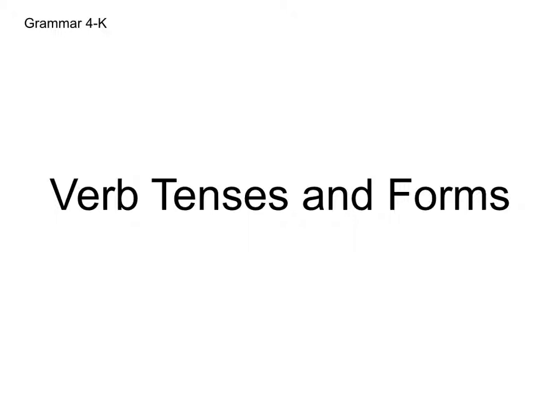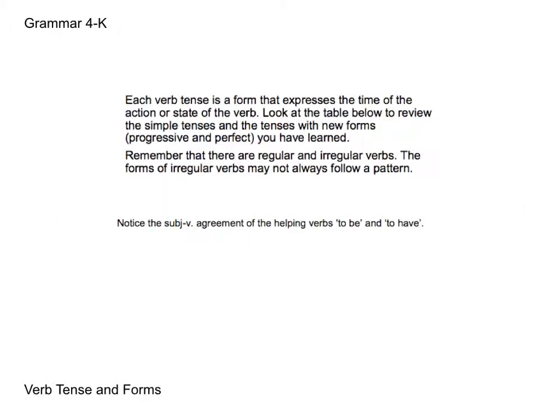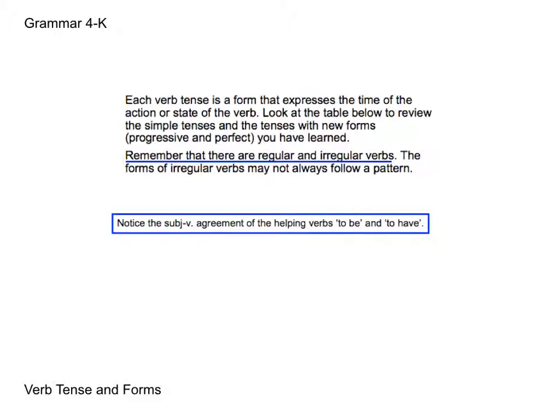If you have your booklet, open it up to the front inside cover where we have our first explanation. And once again, this is just kind of a review. We know that each verb tense is a form that expresses the time of the action or state of the verb. And remember that we've also gone over tenses and forms with regular and irregular verbs. When you have a verb form that has a helping verb like perfect and progressive, that helping verb must agree with the subject. So always remember that whenever you're working with helping verbs.